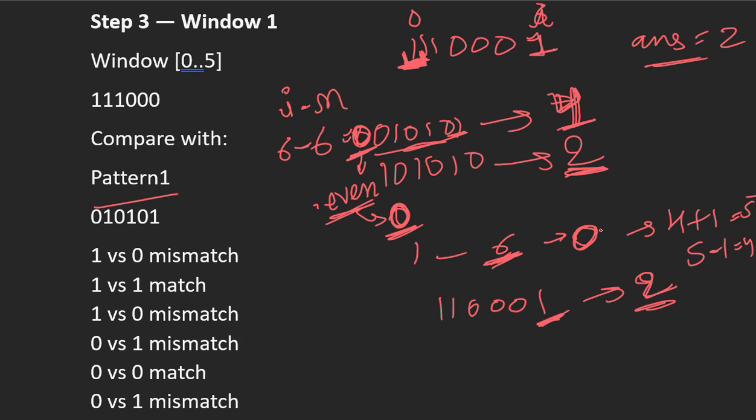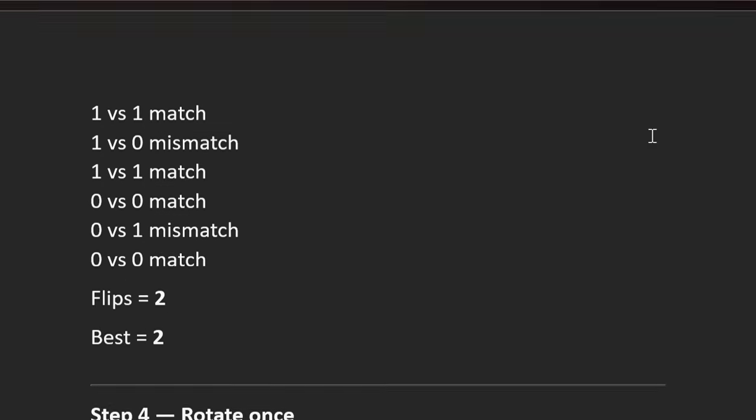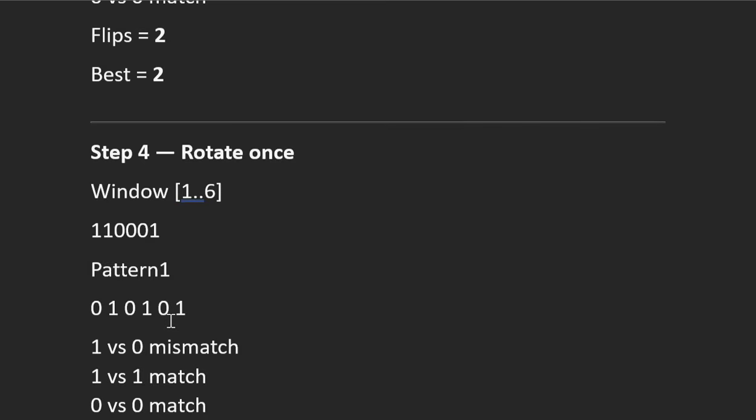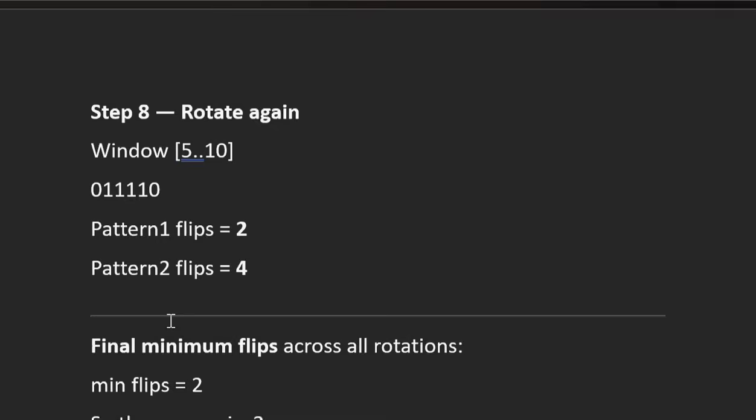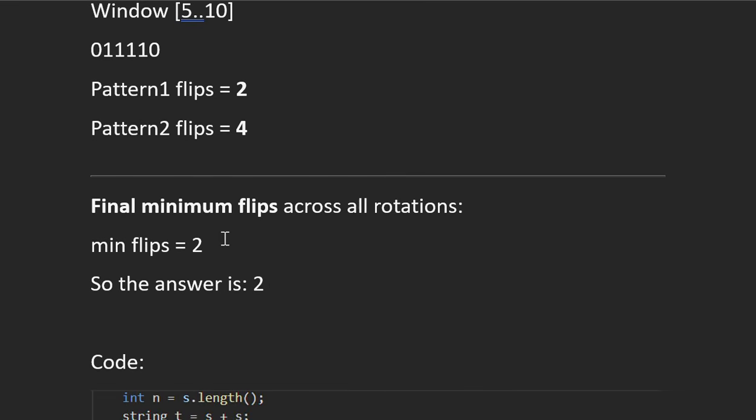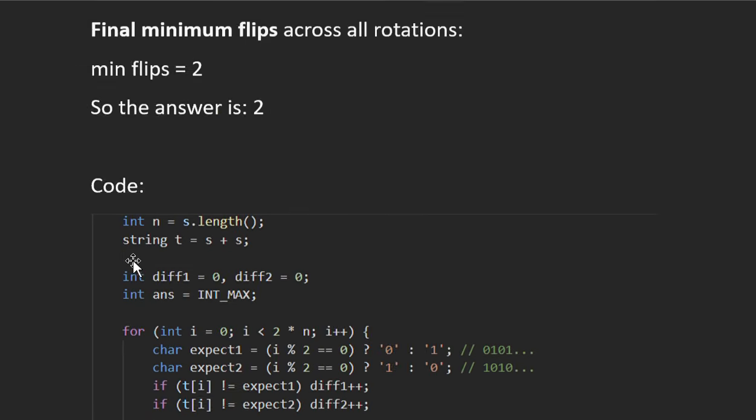So now again we get two mismatches. The counts of mismatches are 2 and 4. Again we take the minimum, so we'll take 2. Still our answer will be 2 only. So we keep doing the same stuff, that is expanding the window and checking all the rotations, and at the end we'll return the overall minimum answer, that is 2.